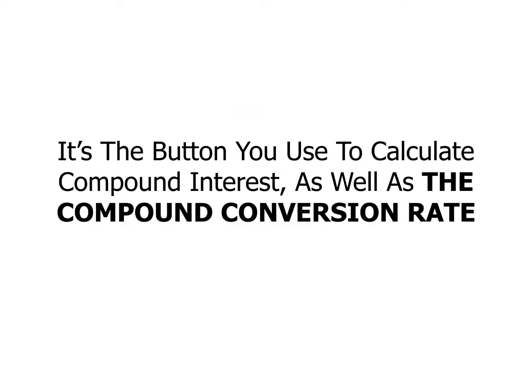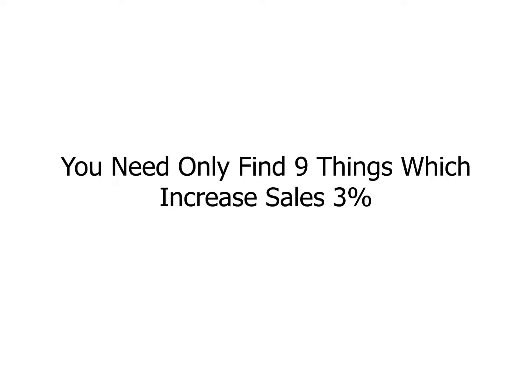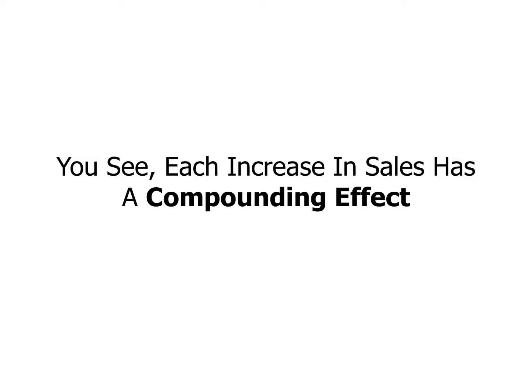It's the button that you use to calculate compound interest, but it's also the same button you use to calculate the compound conversion rate of your website. The 3x9 formula predicts that in order to increase the sales of your website by 30%, you only need to find 9 things which increase the sales by 3%. Because 1.03 times 1.03 9 times actually equals 1.305. So you've only increased 9 times, but you were able to achieve a 30% effect.